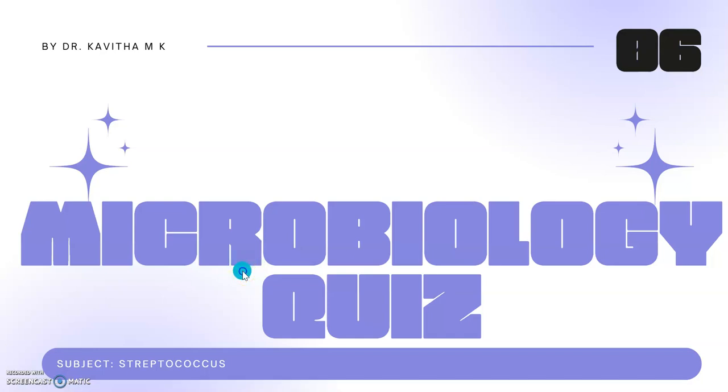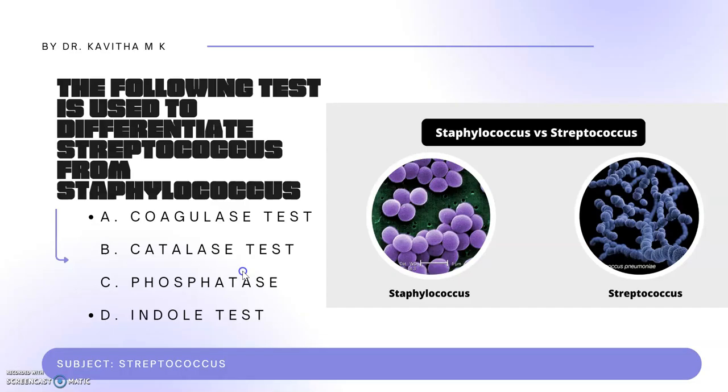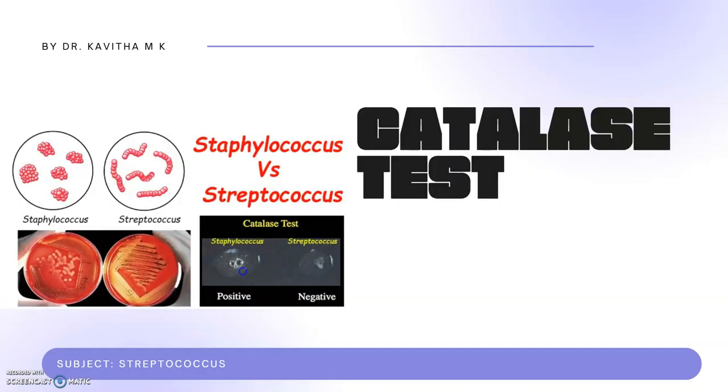The first question is, the following test is used to differentiate Streptococcus from Staphylococcus. So among these options, which test is used to differentiate Streptococcus from Staphylococcus? The options are coagulase test, catalase test, phosphatase test or indole test. And the answer is, it is catalase test.